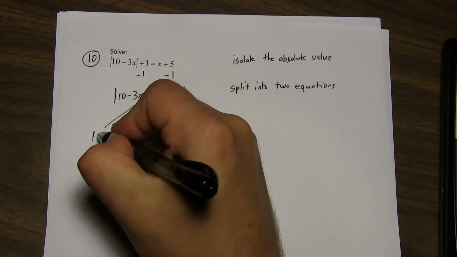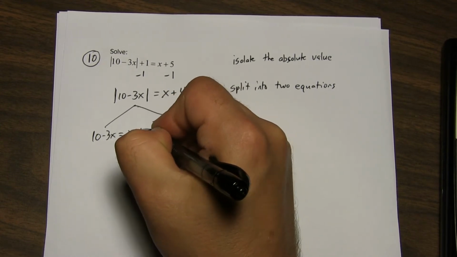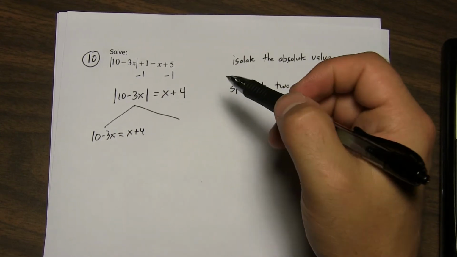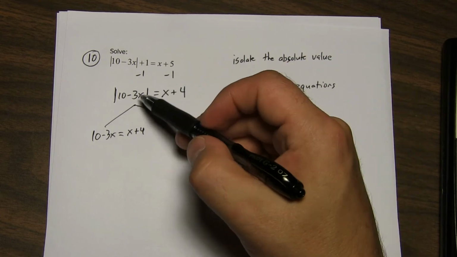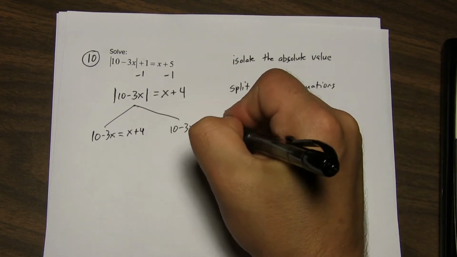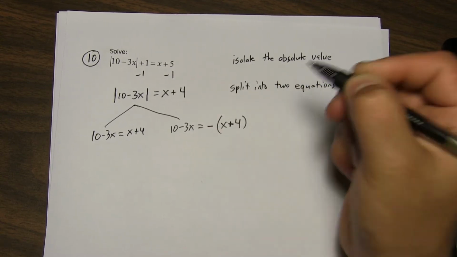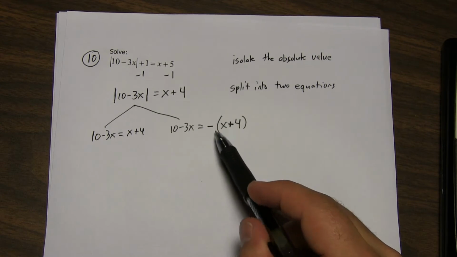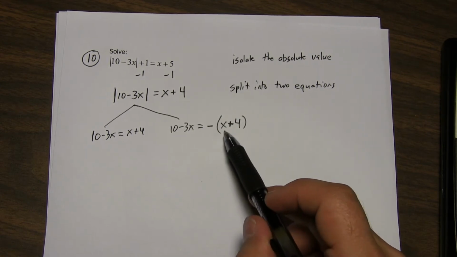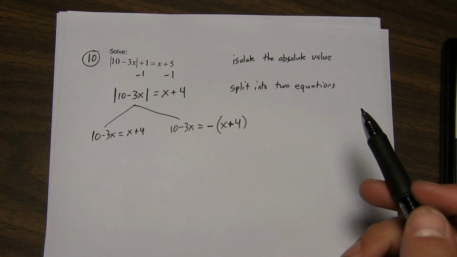So 10 minus 3x equals x plus 4. That's our first equation. And the other equation has to be 10 minus 3x equals the opposite of x plus 4. And make sure you put these parentheses. You don't want to make only the x opposite. You want to make that entire side of the equation opposite.